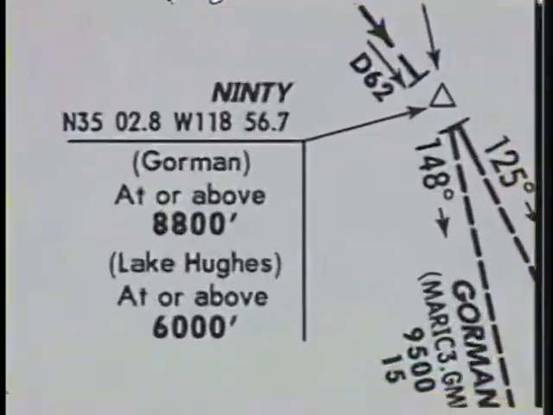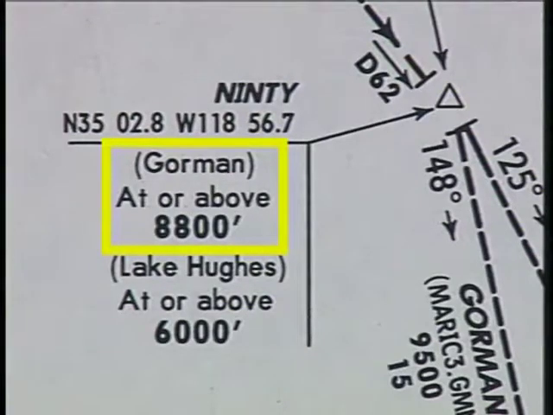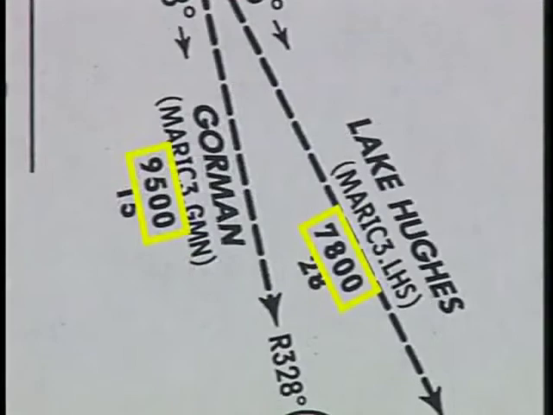Notice that Merrick intersection has a minimum crossing altitude of 8,800 feet for the Gorman transition. If you are using the Lake Hughes transition, the minimum crossing altitude for Merrick would be 6,000 feet. These altitudes are necessary to achieve the minimum altitudes along the transition routes.